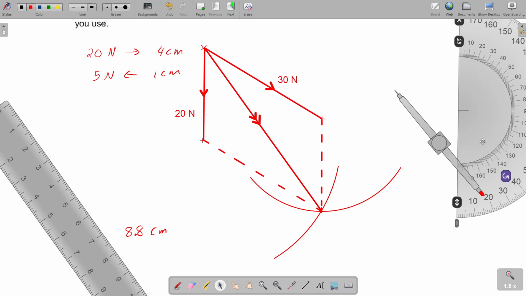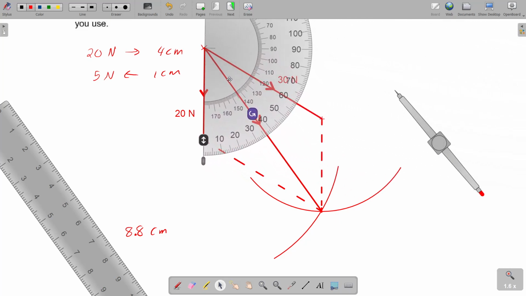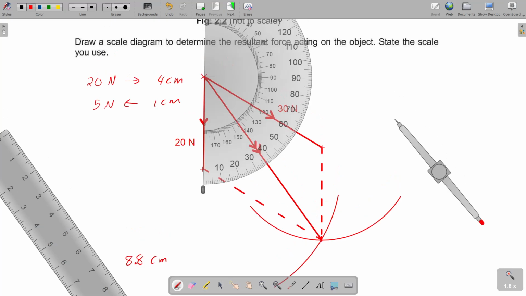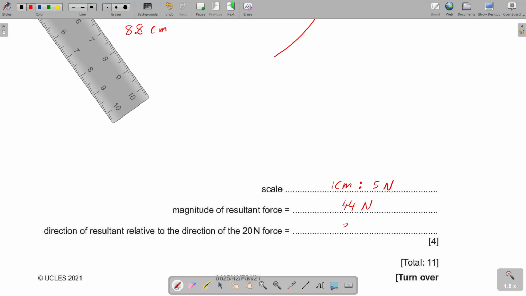So we place the protractor at the intersection between the resultant and the 20 Newton force, and we measure the angle between the two lines here. This is approximately 36 degrees. Not all of you will get the same exact angle, but I'm going to write the one that I've measured. So writing here 36 degrees.